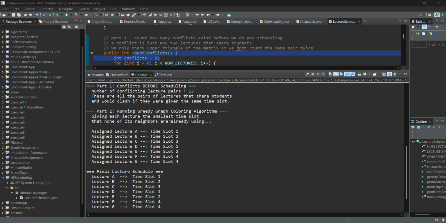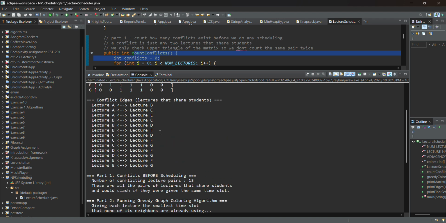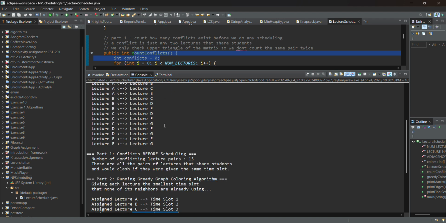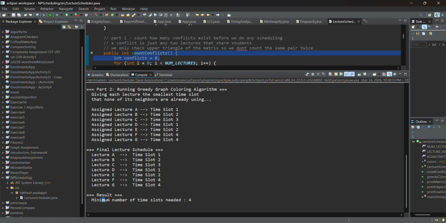So you can see it's stepping through. A gets slot one, B gets slot two, C gets slot three, and then D gets slot one again because it doesn't interact with A. The end result here is that we need four different time slots to make sure all the classes that share students get scheduled at different times.